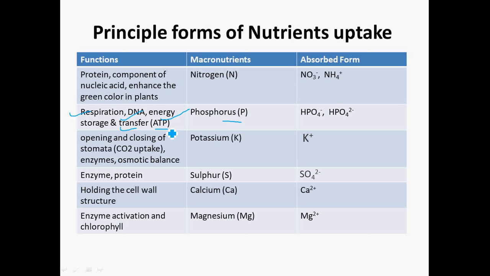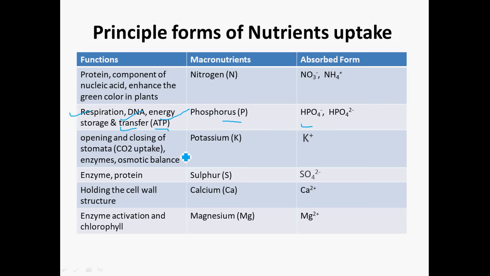ATP is formed during photosynthesis, and phosphorus is present in the ATP structure. What does ATP do? ATP stores energy in plants. So phosphorus is responsible for respiration, DNA formation, and energy storage and transfer. Plants uptake phosphorus in the form of hydrogen phosphate.